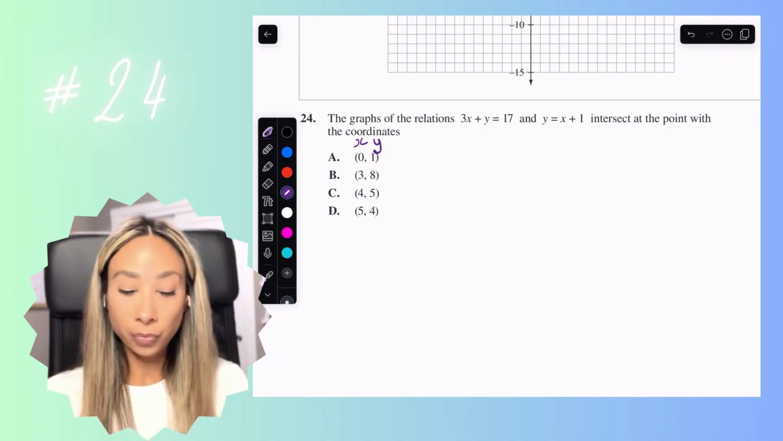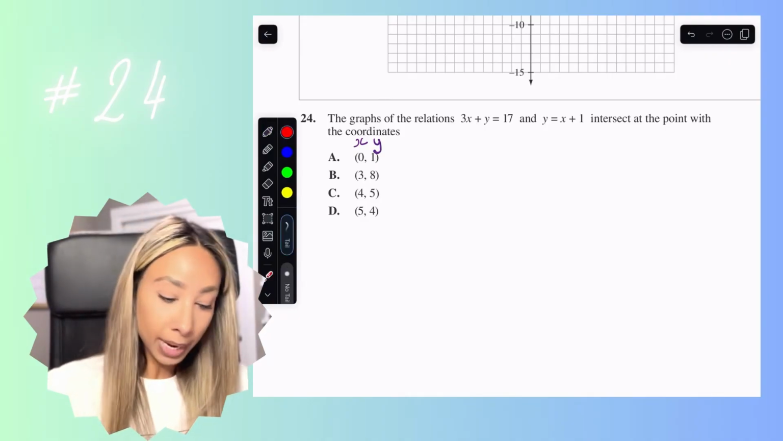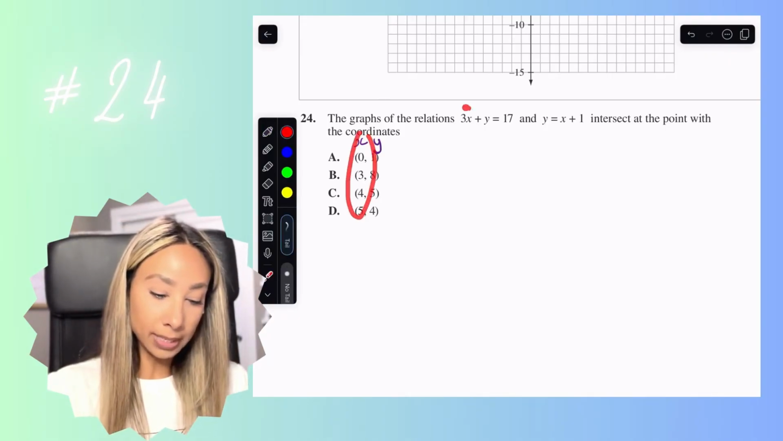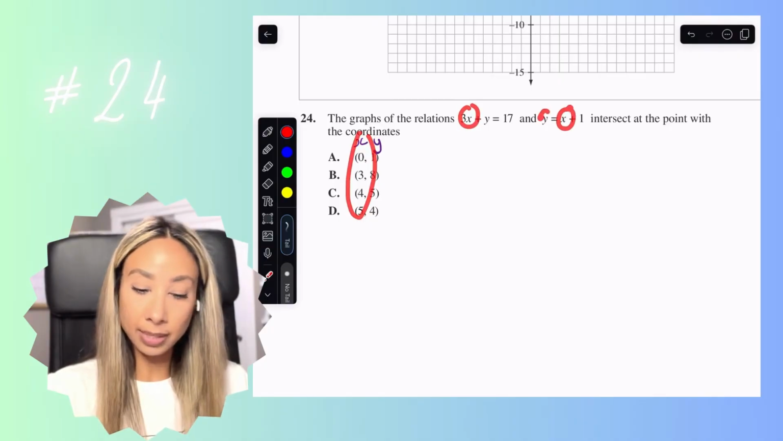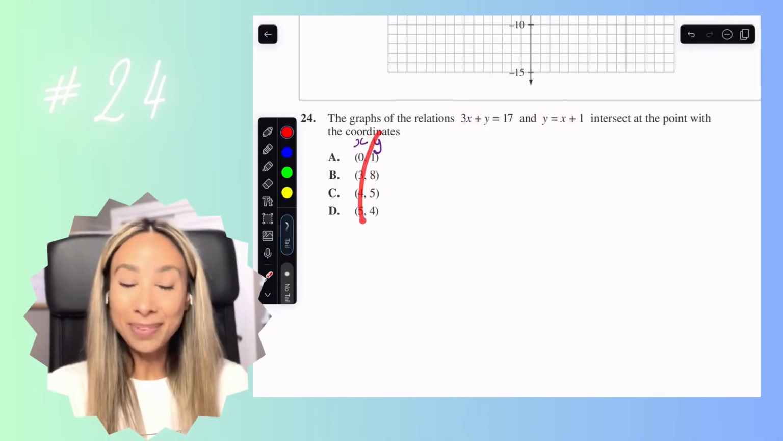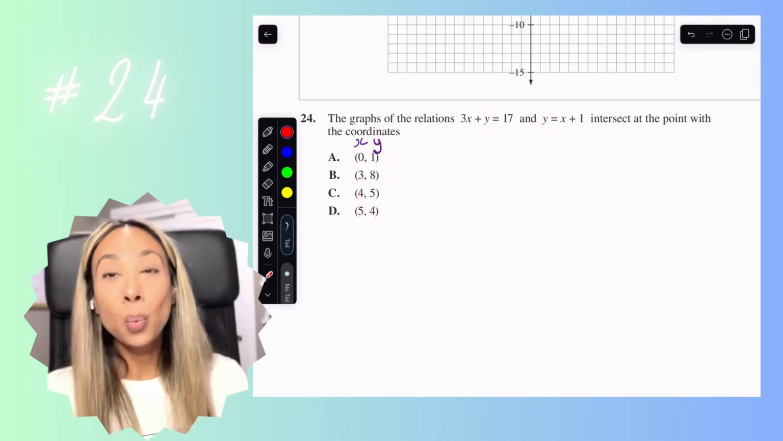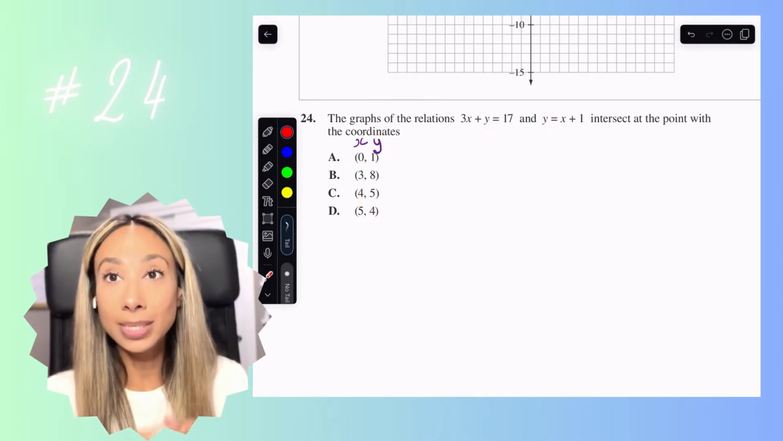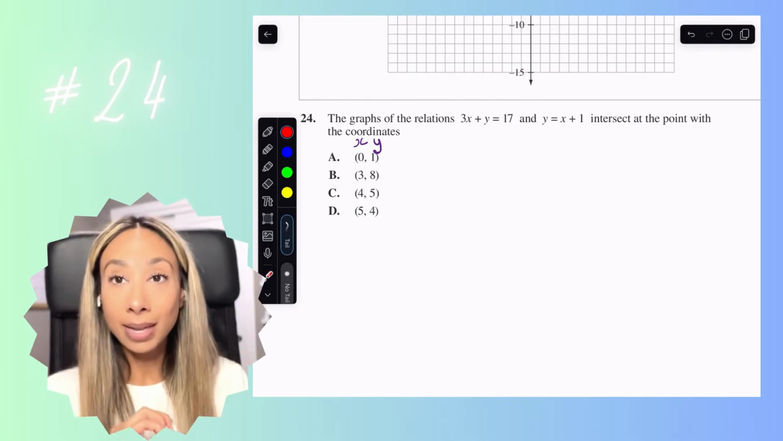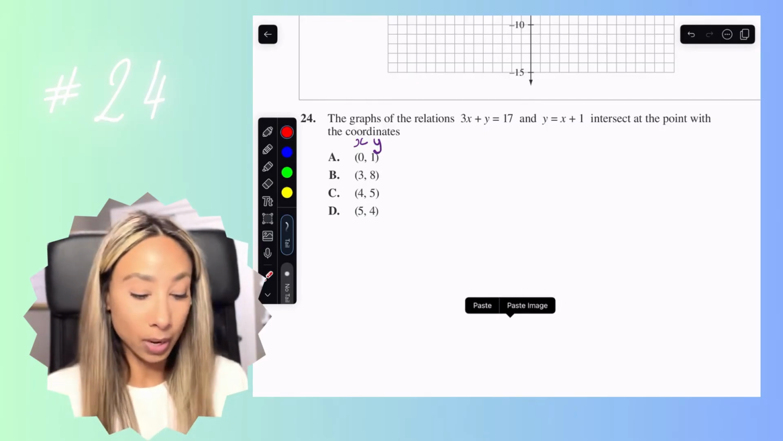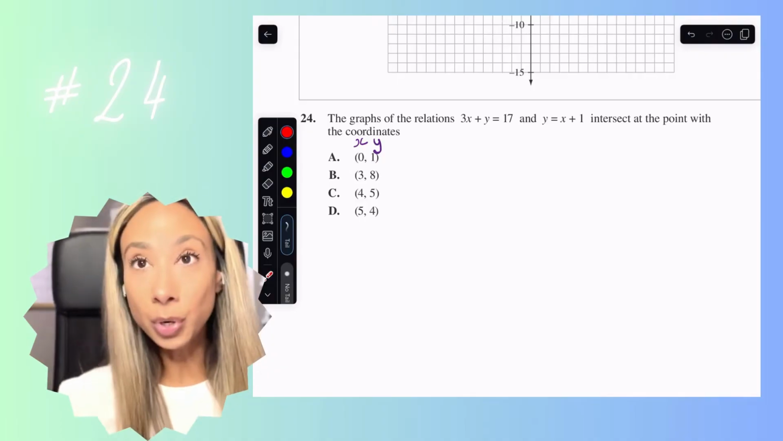So what I'm looking to do is subbing in these x values wherever there's an x in this equation, and subbing in the y values wherever there's a y in that equation. What's going to happen is if those points intersect, you're going to get the left-hand side equaling the right-hand side when we sub in these values. So let me show you what I mean for that.